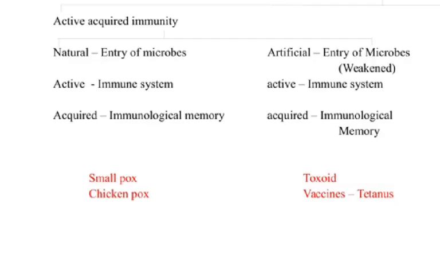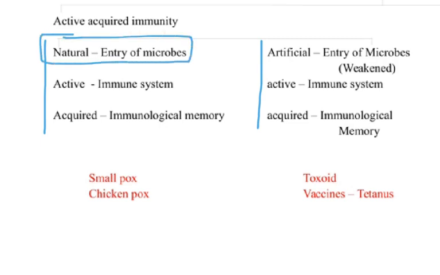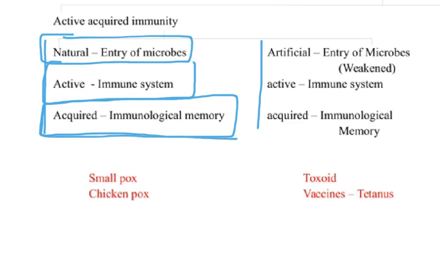Active acquired immunity is again of two types: natural active acquired immunity and artificial active acquired immunity. What is natural active acquired immunity? When microbes enter naturally into the body, our immune system becomes active. This is the third line of defense we are talking about. We develop memory cells, T memory cells and B memory cells. We call such immunity natural active acquired immunity.